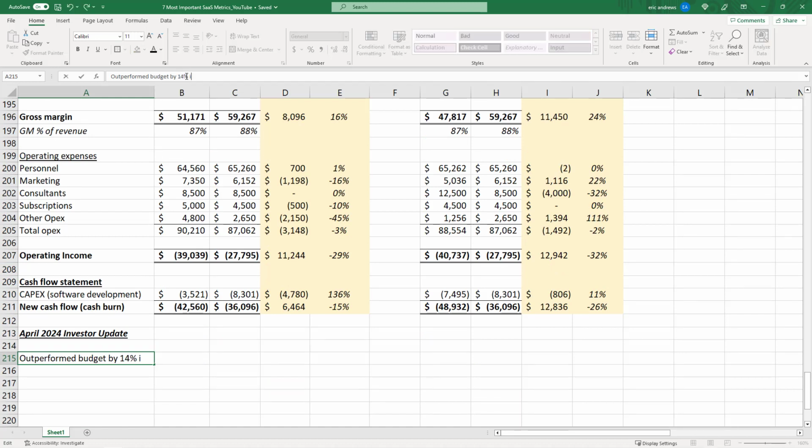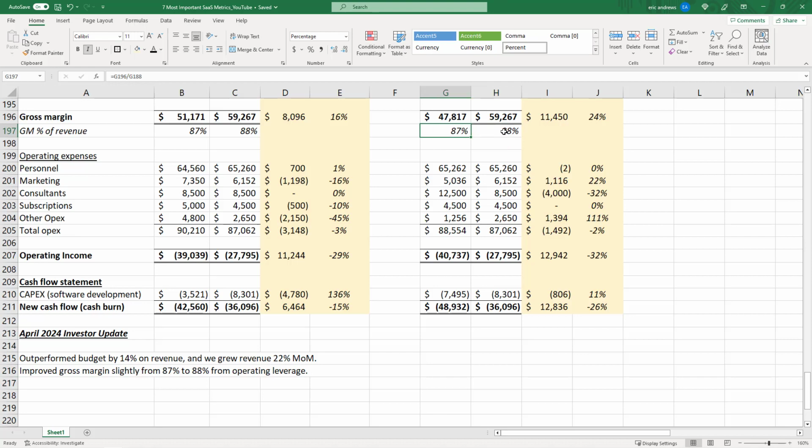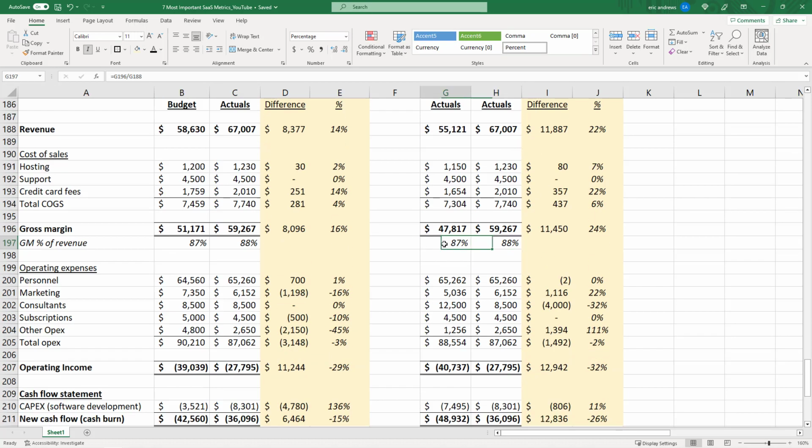14% on revenue, and we grew revenue 22% month over month. So we know that. What else? Improved gross margin slightly from 87% to 88% from operating leverage. So that's here. You can see we're getting basically more margin.